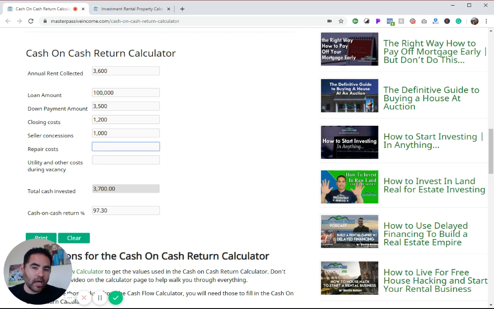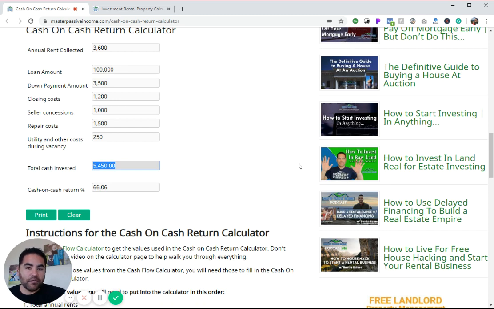Now let's look at the repair costs. Let's say you have to paint and fix up the house and make it look pretty so you can get a renter in there. So let's put in $1,500 in total. Then utilities, because if it's not rented, you're paying the utilities, so more expenses come out of your pocket. Let's just say $250 that you're going to have to pay. Now, total cash invested is $5,450. Cash on cash return is 66%.